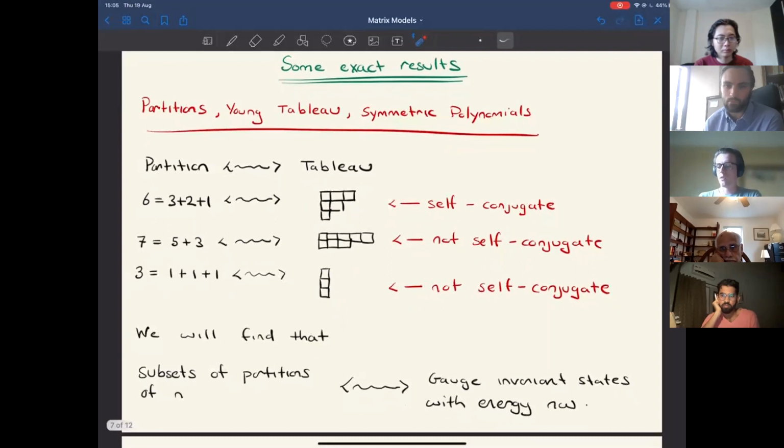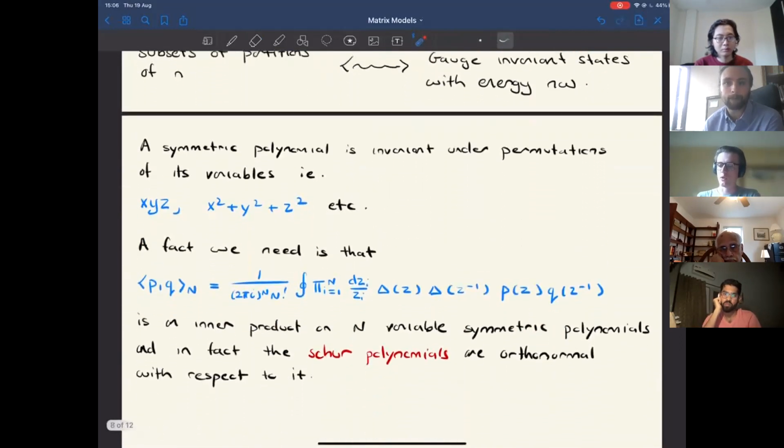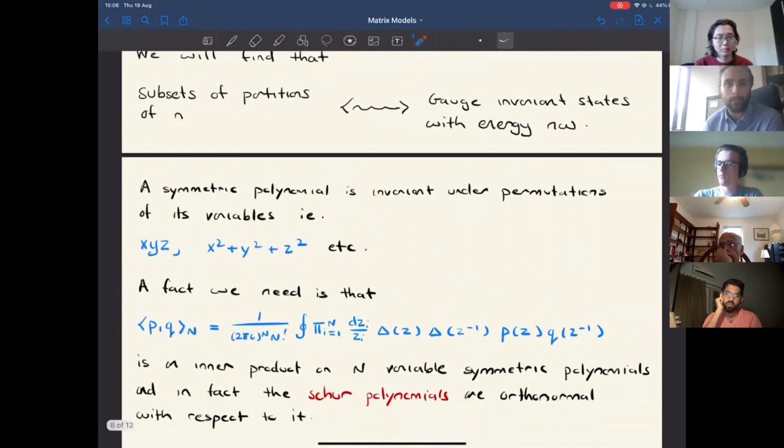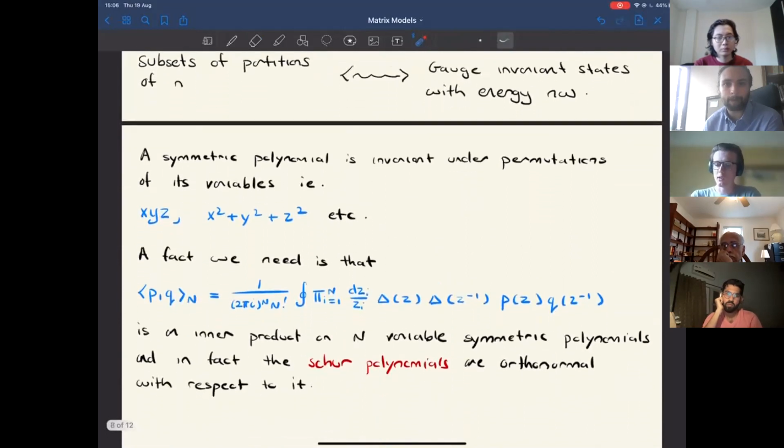And the thing I found interesting was that counting gauge invariant states with energy n omega is the same as counting subsets of partitions of n. Only so far I've discovered in the case when it's one fermion or one boson. This was something I found quite interesting during the project.